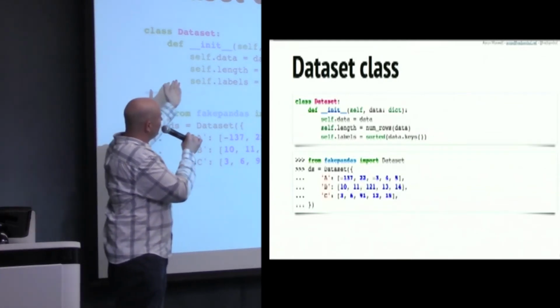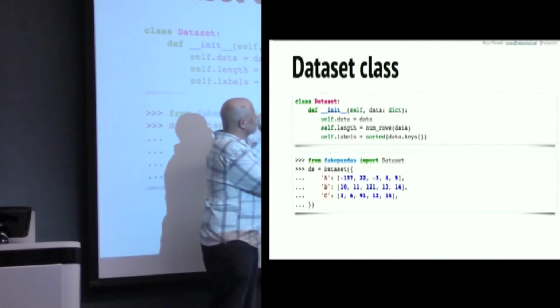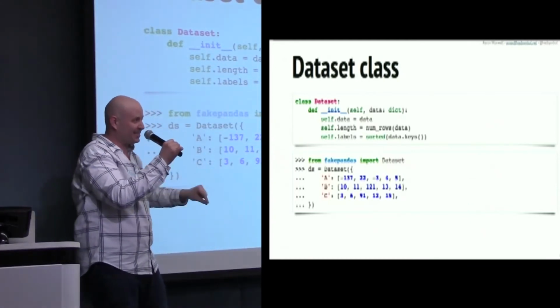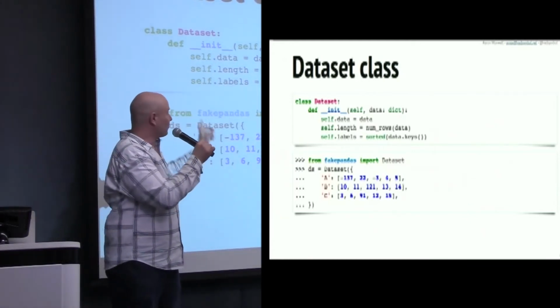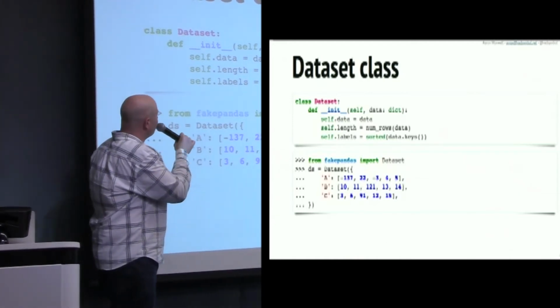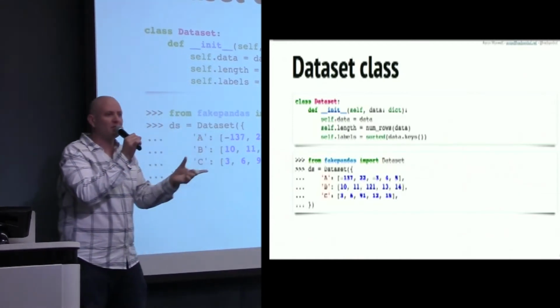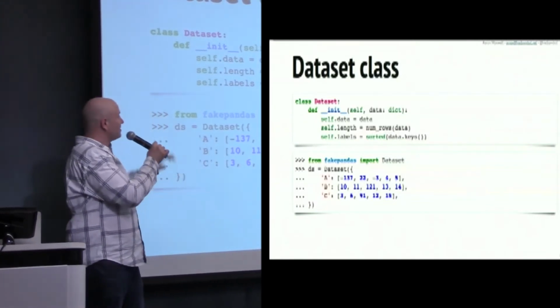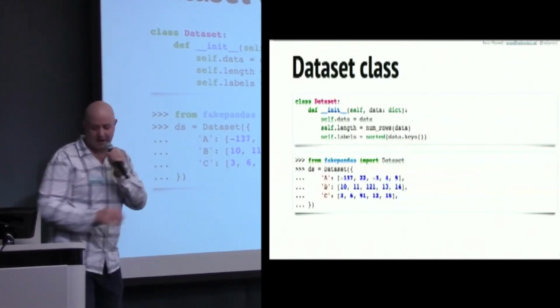We have calculate a length. This just checks the data, say, okay, how many rows do I have? And if it's inconsistent lengths, then I raise a value error. That's what the numRows function does. And then we say self.labels. I'm going to sort the keys and store that separately just for convenience. That's all that's happening in the constructor here.